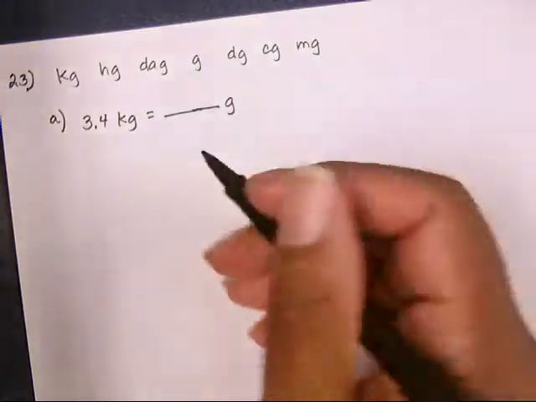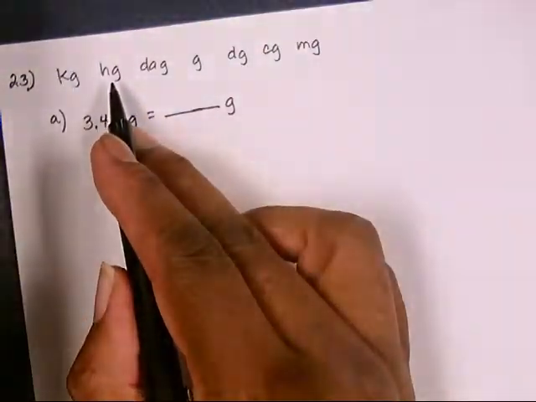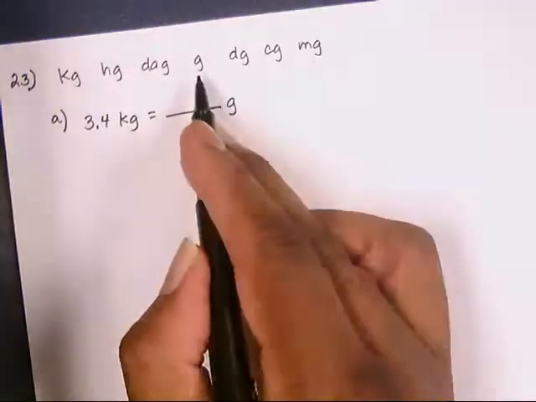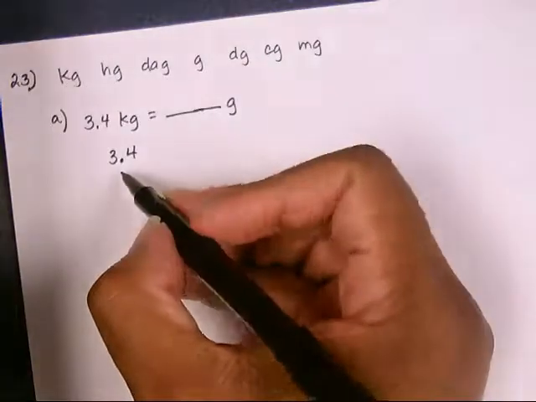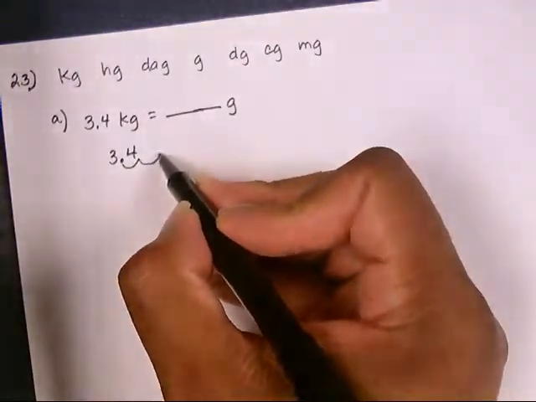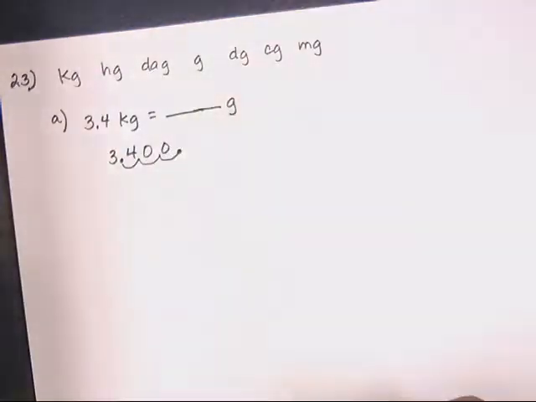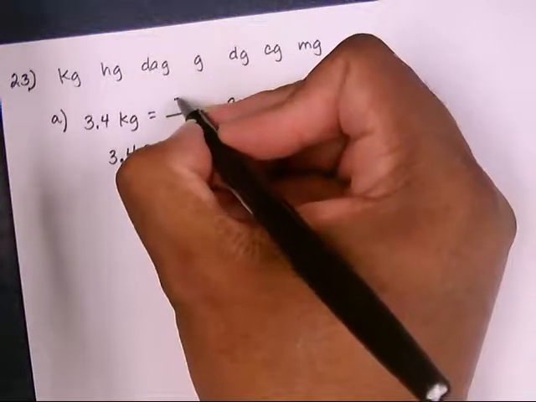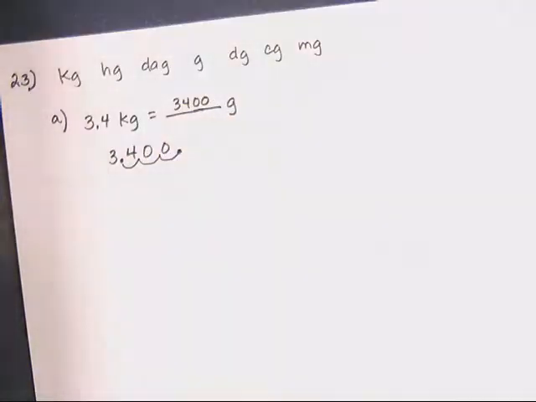All right, in this case, we're going from kilograms to grams. From kilograms to grams, you have to go 1, 2, 3 places to the right. So in the number 3.4, we need to move that decimal point 1, 2, 3 places to the right. And here I'm going to need 2 zeros for that. So that means 3.4 kilograms will be 3,400 grams.